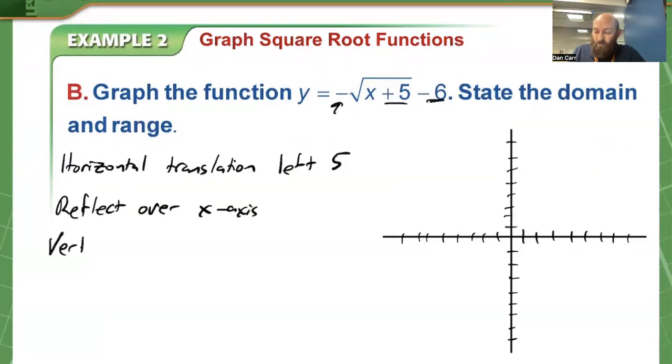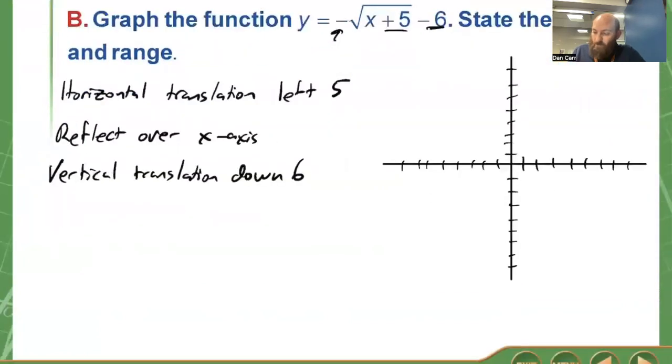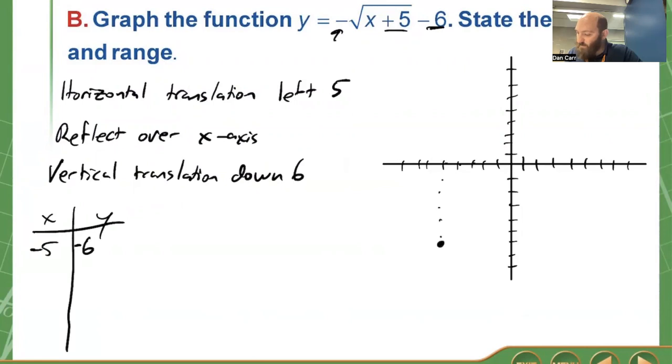So we have a vertical translation down 6. Okay, so I can plot my first point. I'll make my chart right here just because I know I'm going to need that. -5, -6. Okay, so 1, 2, 3, 4, 5, and 6 looks to be about right there. Close enough. If you know how it's going to go on this one, you can get a rough sketch. It's going to go something like this.